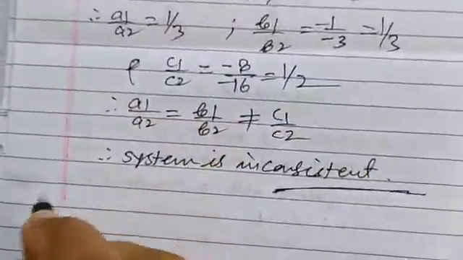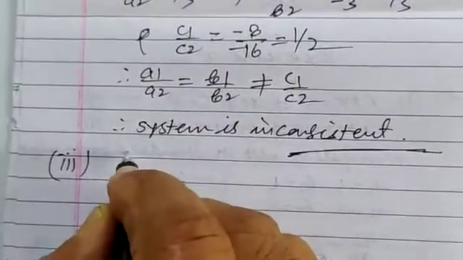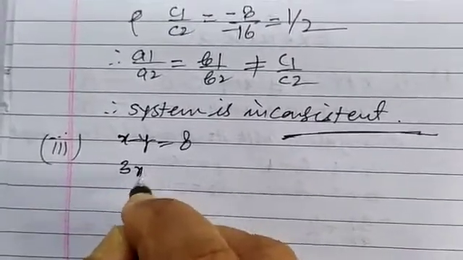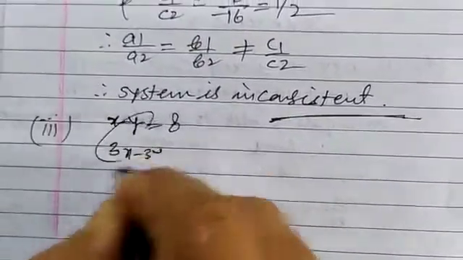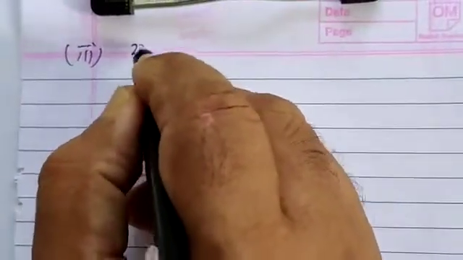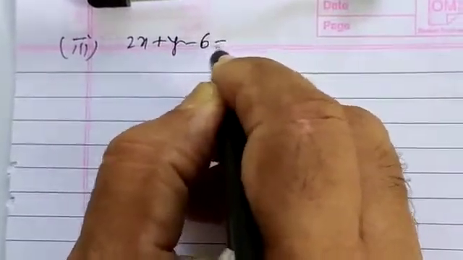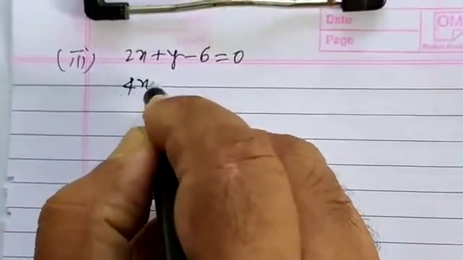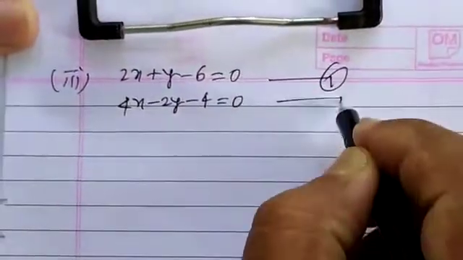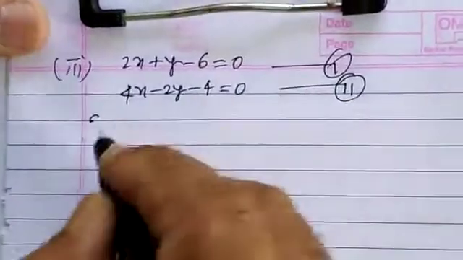Let us see the third equation. The third equation is 2x plus y minus 6 equals 0, and 4x minus 2y minus 4 equals 0. This is equation 1, this is equation 2. Again we will compare it.